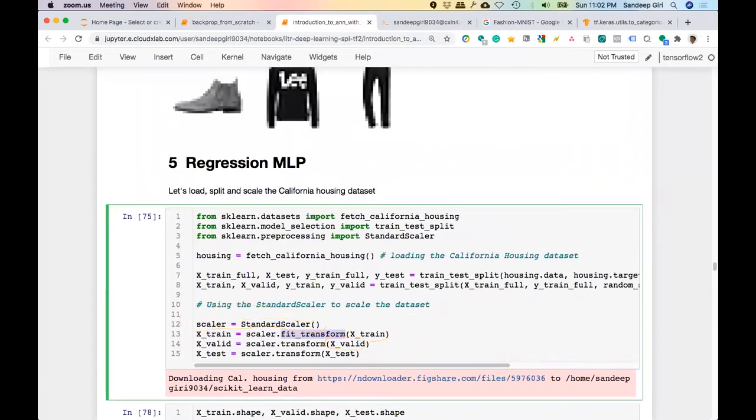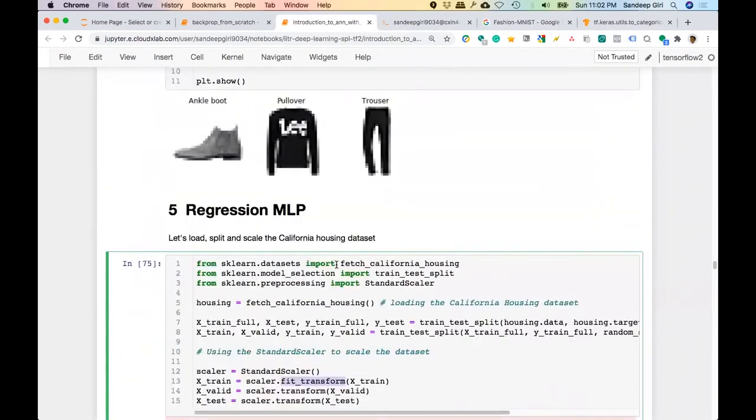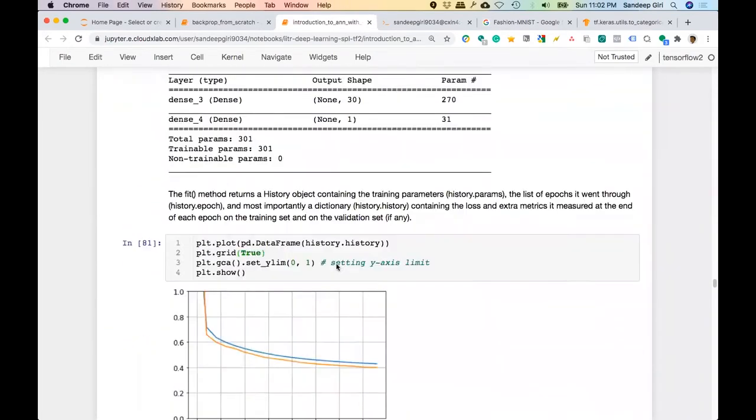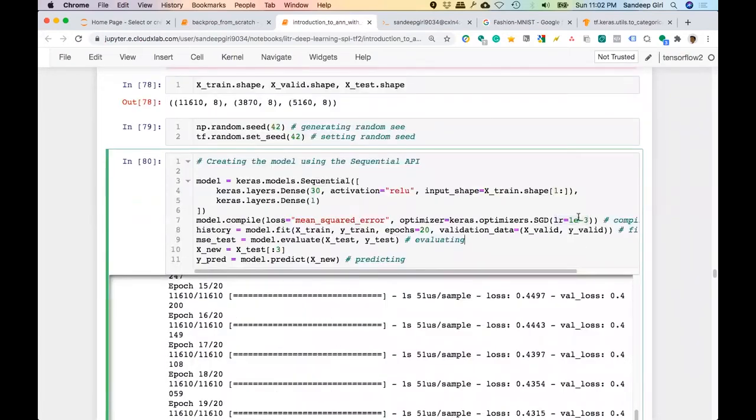A question from Nitin is, what is this here, right? There I used some kind of LR equals 1e-3. This is essentially 0.001. That's the learning rate. That's how you write it. In the exponent, in Python, you can do that.